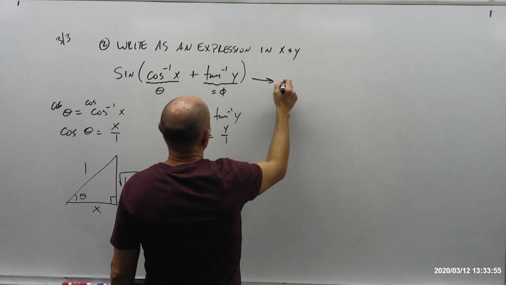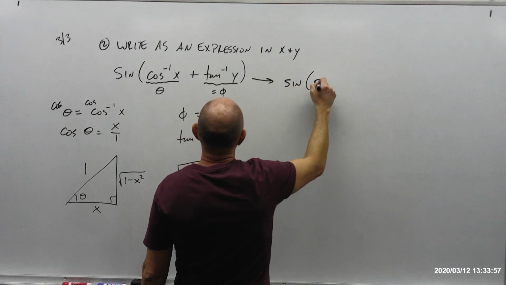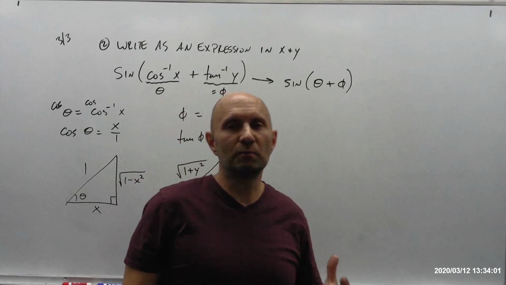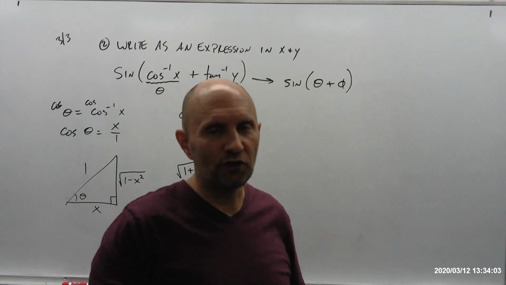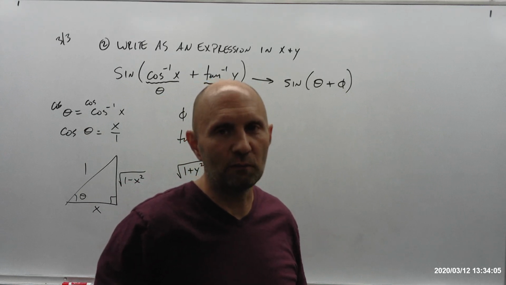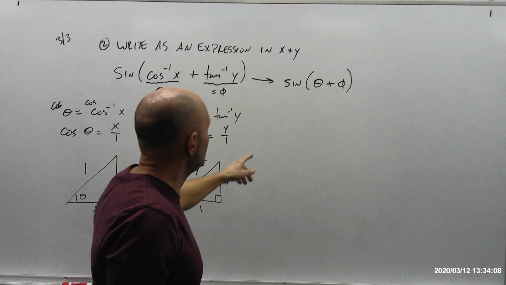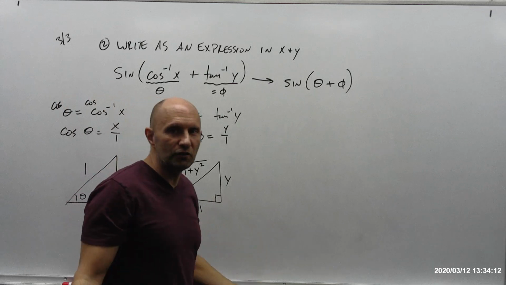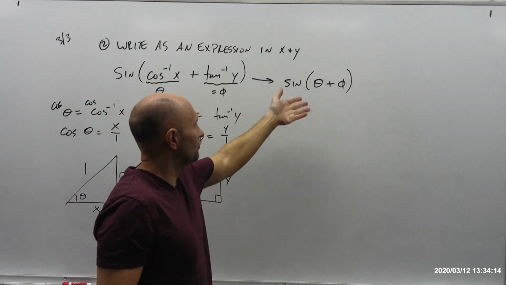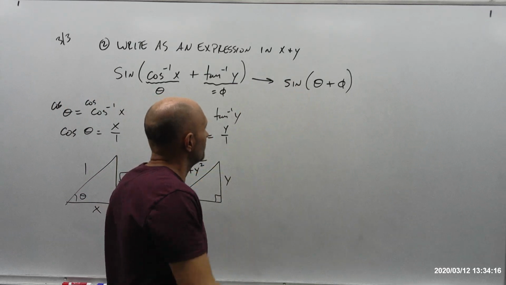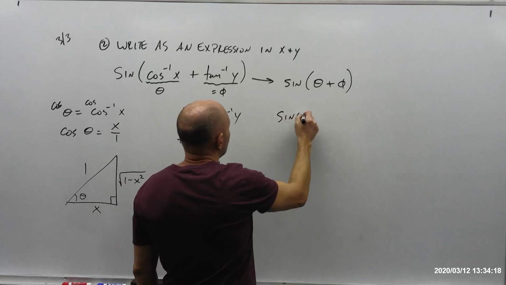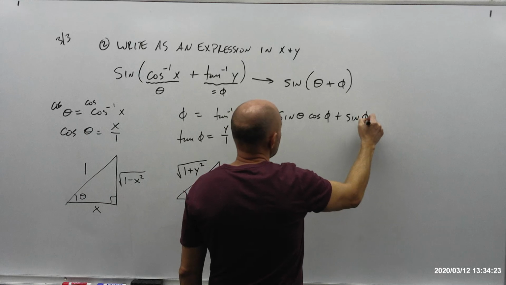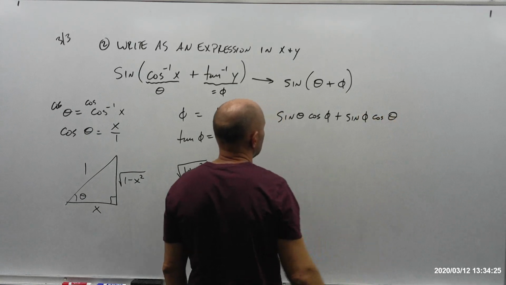Rewrite the original. I'm looking for sine of theta plus phi. Sine of theta plus phi, that's your sum or difference formula. In this case, sum because of the plus. This doesn't mean sine of theta, and then add sine of phi, and you're done. That's not what this is. We're not distributing sine. It's our sum formula, which is sine of theta, cosine of phi, plus sine of phi, times cosine of theta.